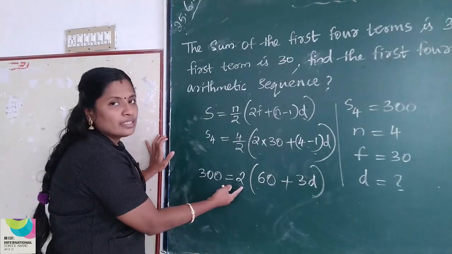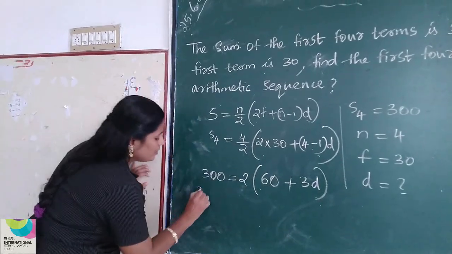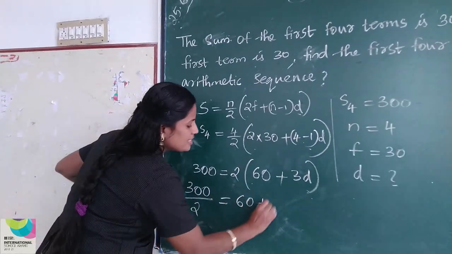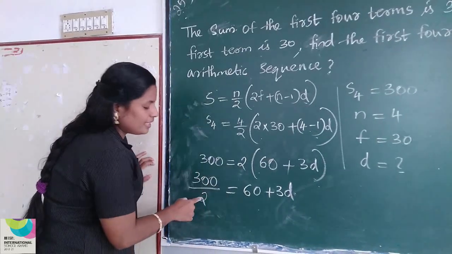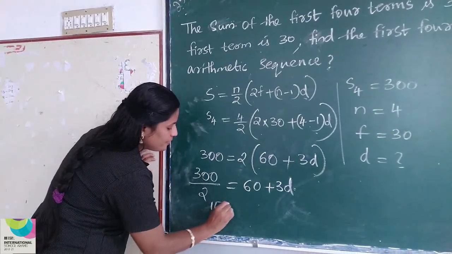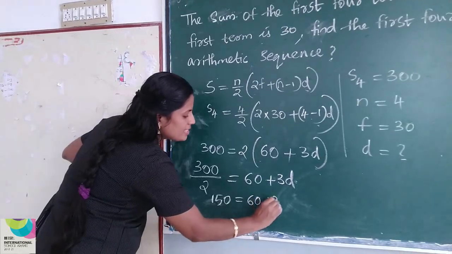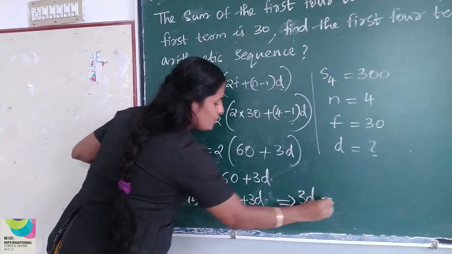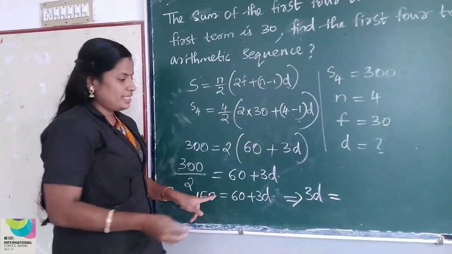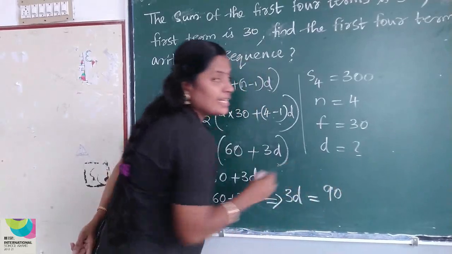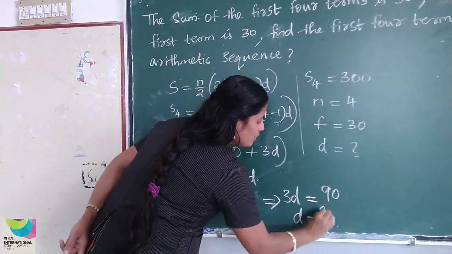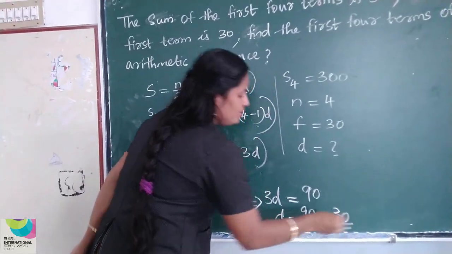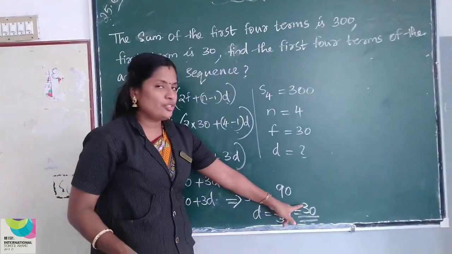Then we can move this 2 to this side. 300 by 2 equal to 60 plus 3d. 300 by 2 is 150. 150 equal to 60 plus 3d. So 3d equal to 150 minus 60, that is 90. So d equal to 90 by 3, which is equal to 30. So the common difference equal to 30.